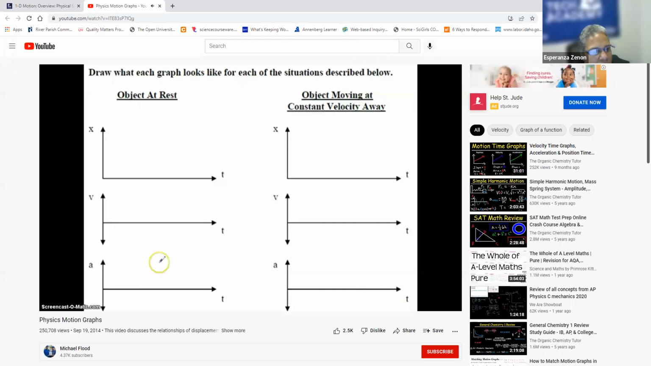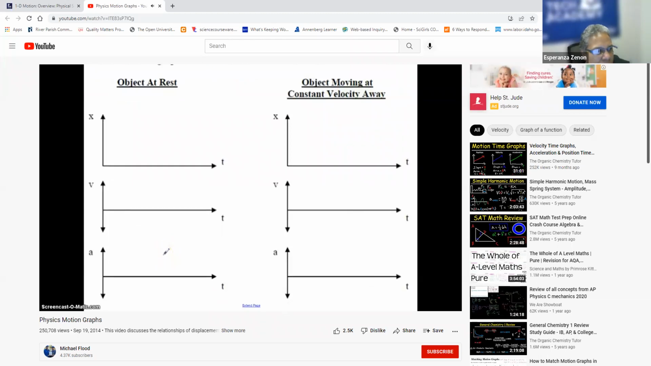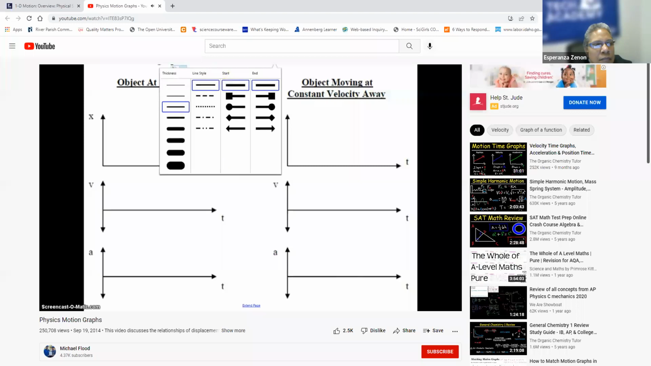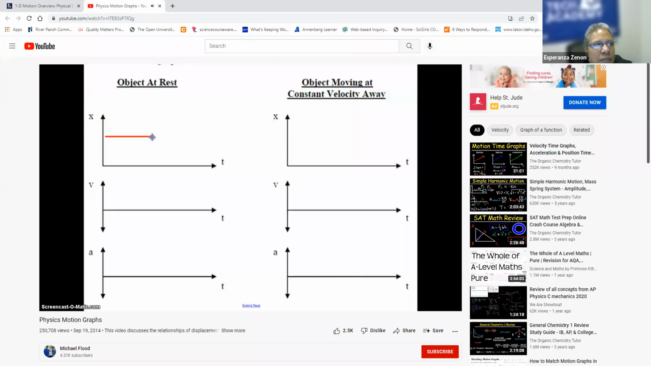We're going to draw the XT, VT, and AT graph, one right under the other, so that we have a good understanding of the differences between the graphs and what they communicate to us. So we're going to start with an object at rest. We're going to start easy and work our way towards the harder scenarios. So for an object at rest, if an object is just standing there, that means that its position wouldn't be changing as time goes forward. So you could pick any spot, and what this of course means is that the distance is not getting bigger or smaller as time progresses.